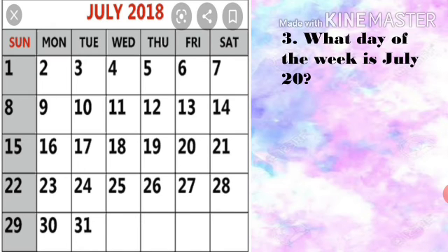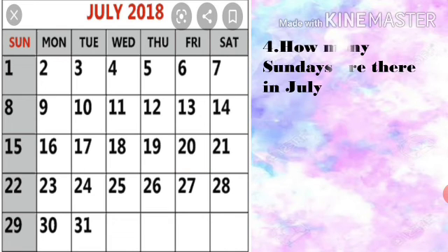Next question. What day of the week is July 20th? So you have to check for the date 20th in the calendar. Check where is 20th. It is on Friday, right? So the day is Friday. So 20th July is on Friday. Is it clear? Next, we'll move to the next question now.